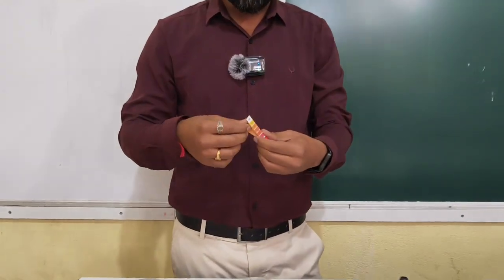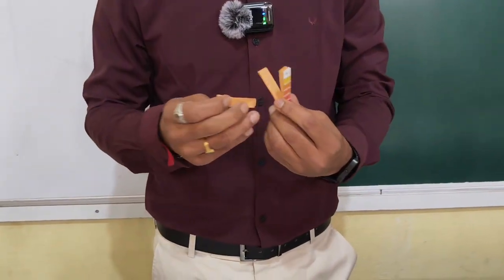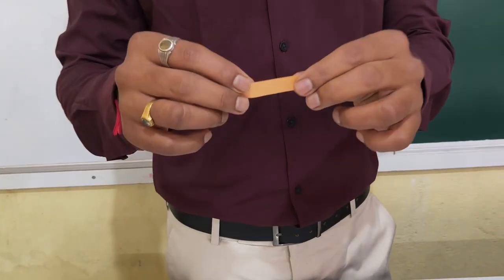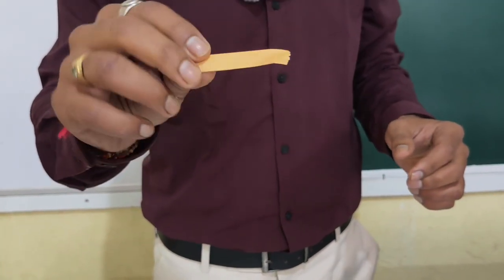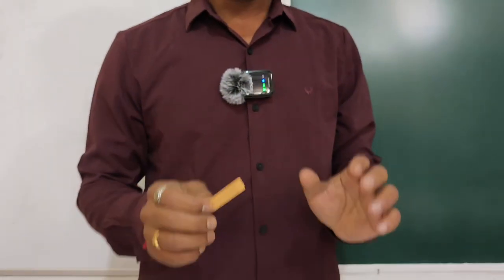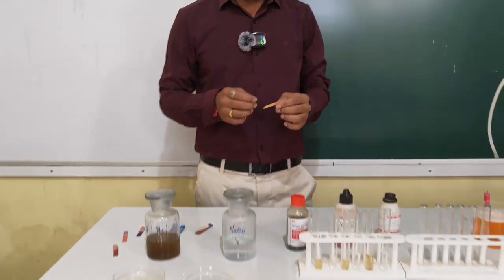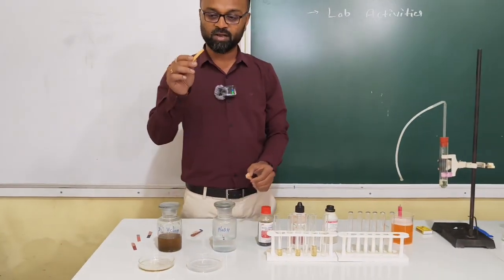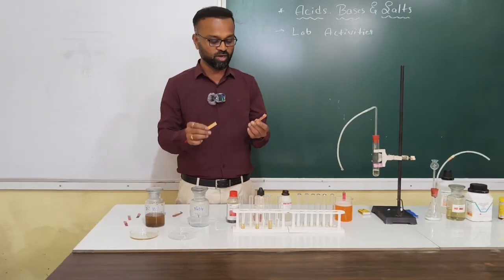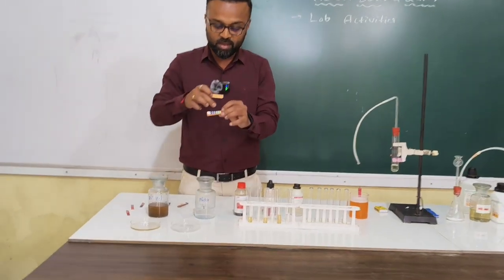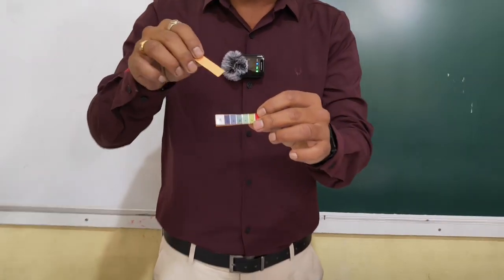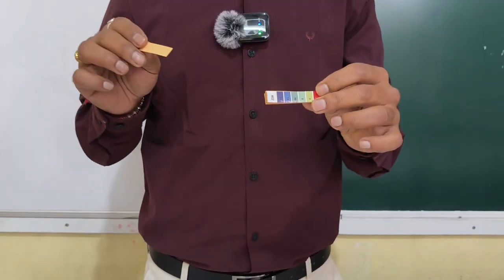I think many schools do not conduct these lab activities. You can see here, this is the color of the pH paper, a kind of orange cream. We know how the color changes happen in any type of solution. We need to match the color of the pH paper with the pH scale and tell what the pH value is.